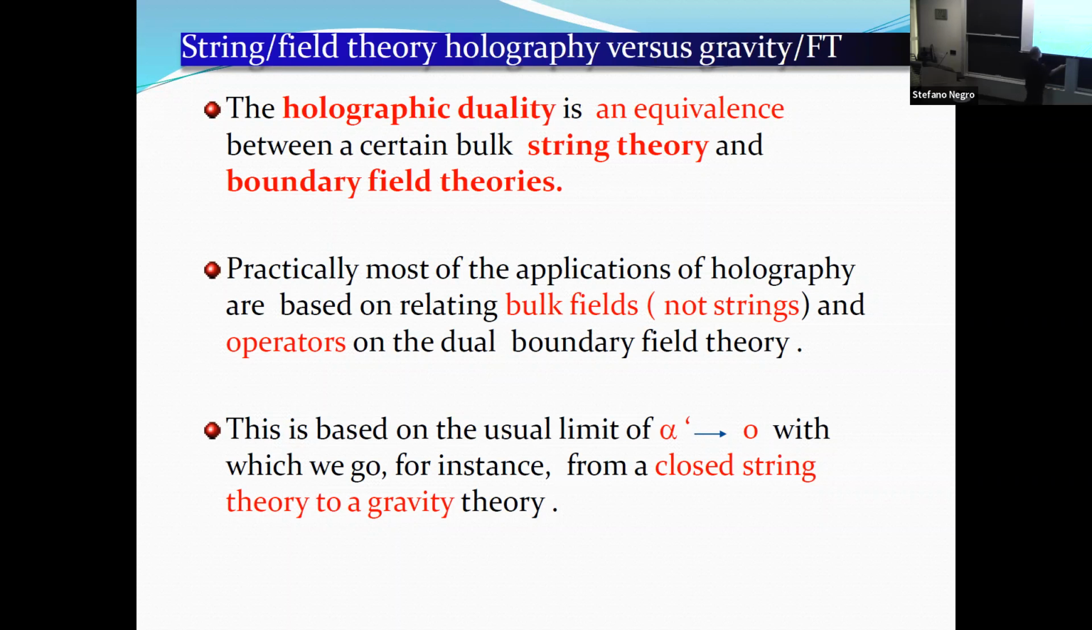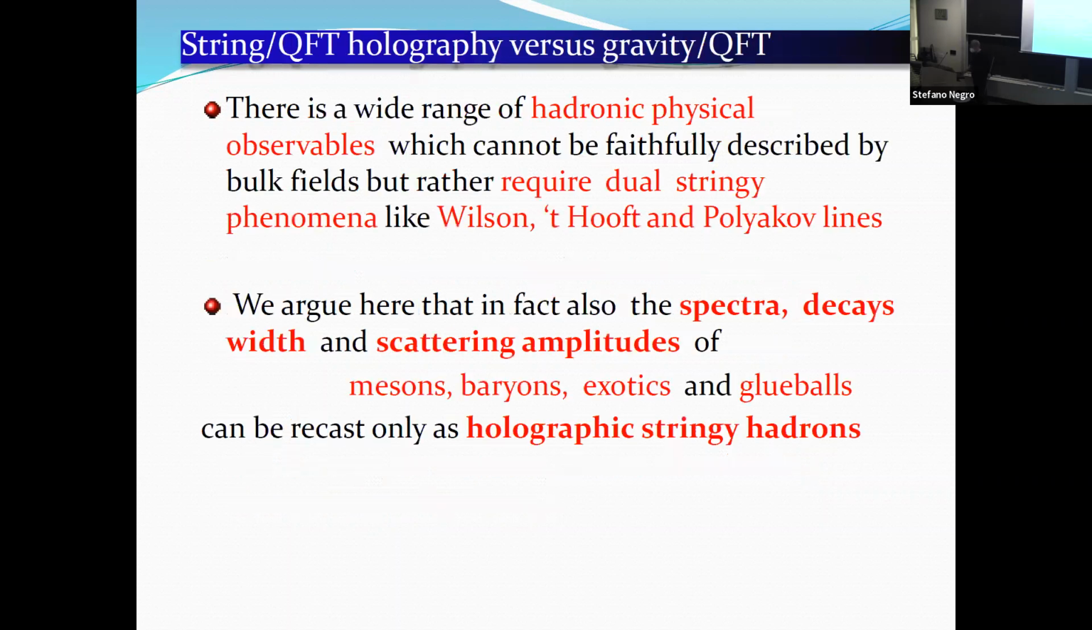For instance, we go from closed strings to gravity. But we know, as I showed you, that for the Wilson line, and also the 't Hooft line and the Polyakov line, you cannot use fields. You need the string. And the main point of our work is that also for the spectra and other properties of hadrons, we need strings in holography, not fields.